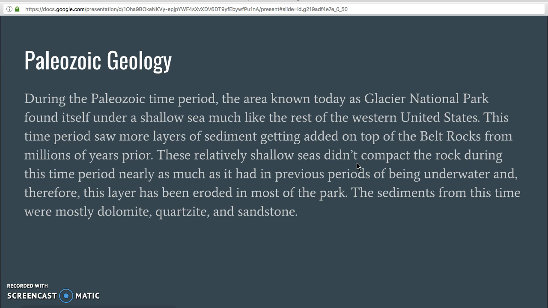During the Paleozoic time period, the area known today as Glacier National Park found itself under a shallow sea, much like the rest of the western United States. This time period saw more layers of sediment getting added on top of the belt rocks from millions of years prior. These relatively shallow seas didn't compact the rock during this time period nearly as much as they had in previous periods of being underwater, and therefore this layer has been eroded in most of the park. The sediments from this time were mostly dolomite, quartzite, and sandstone.